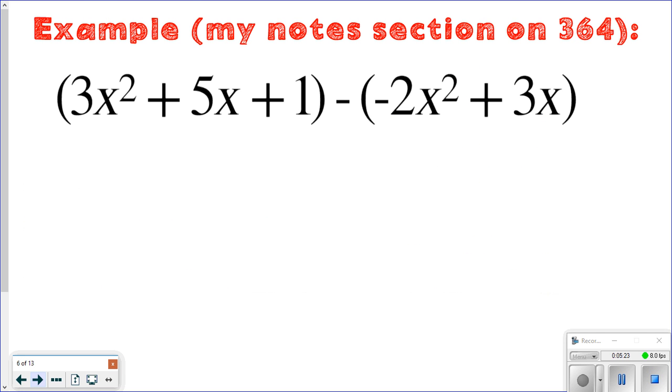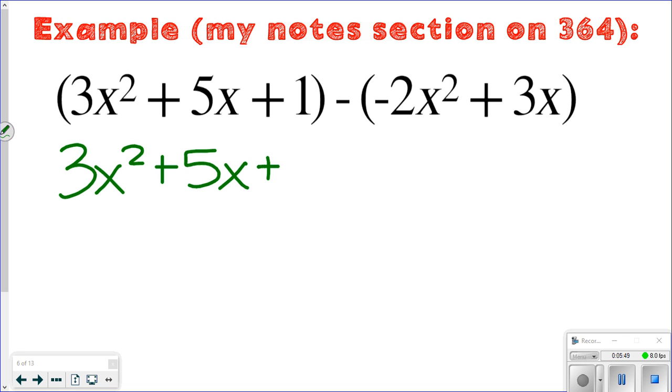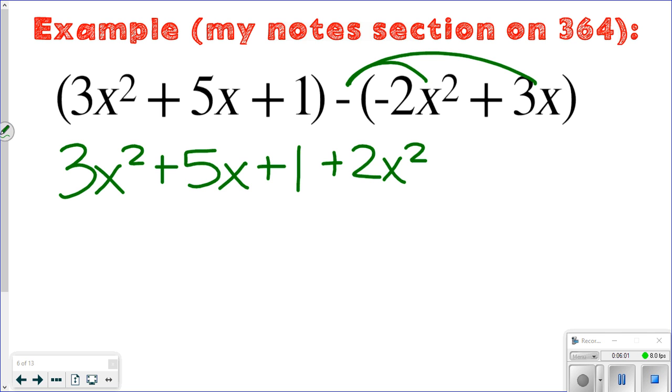In the My Notes section on that same page, you should have enough room. I want you to write down this example, and we're going to go through this one together. Now, I'm going to leave my first polynomial, and this is a trinomial because there's 3 terms. I'm going to leave it alone. Distribute, distribute. Negative times negative is a positive 2x squared. Negative times positive 3x is a negative 3x.